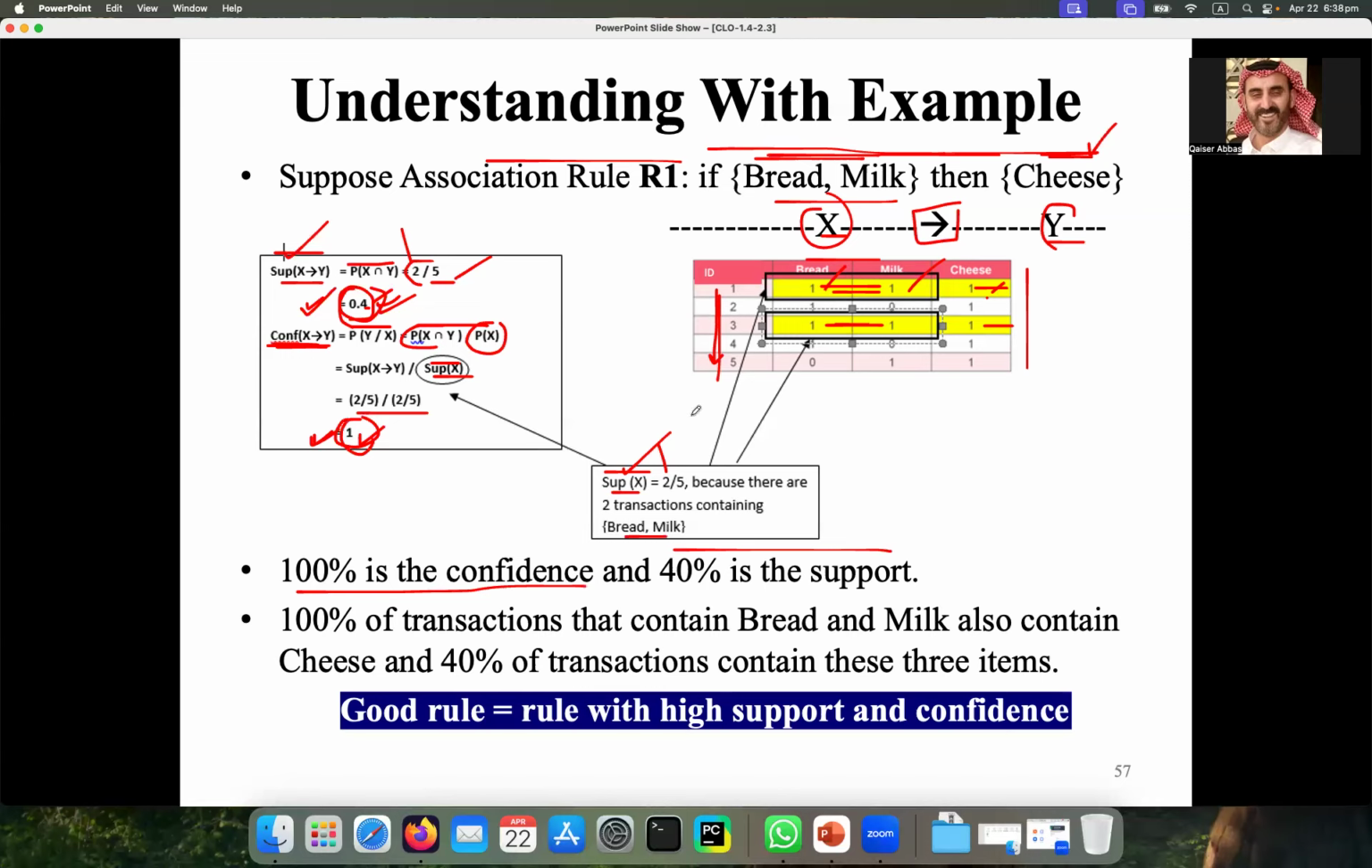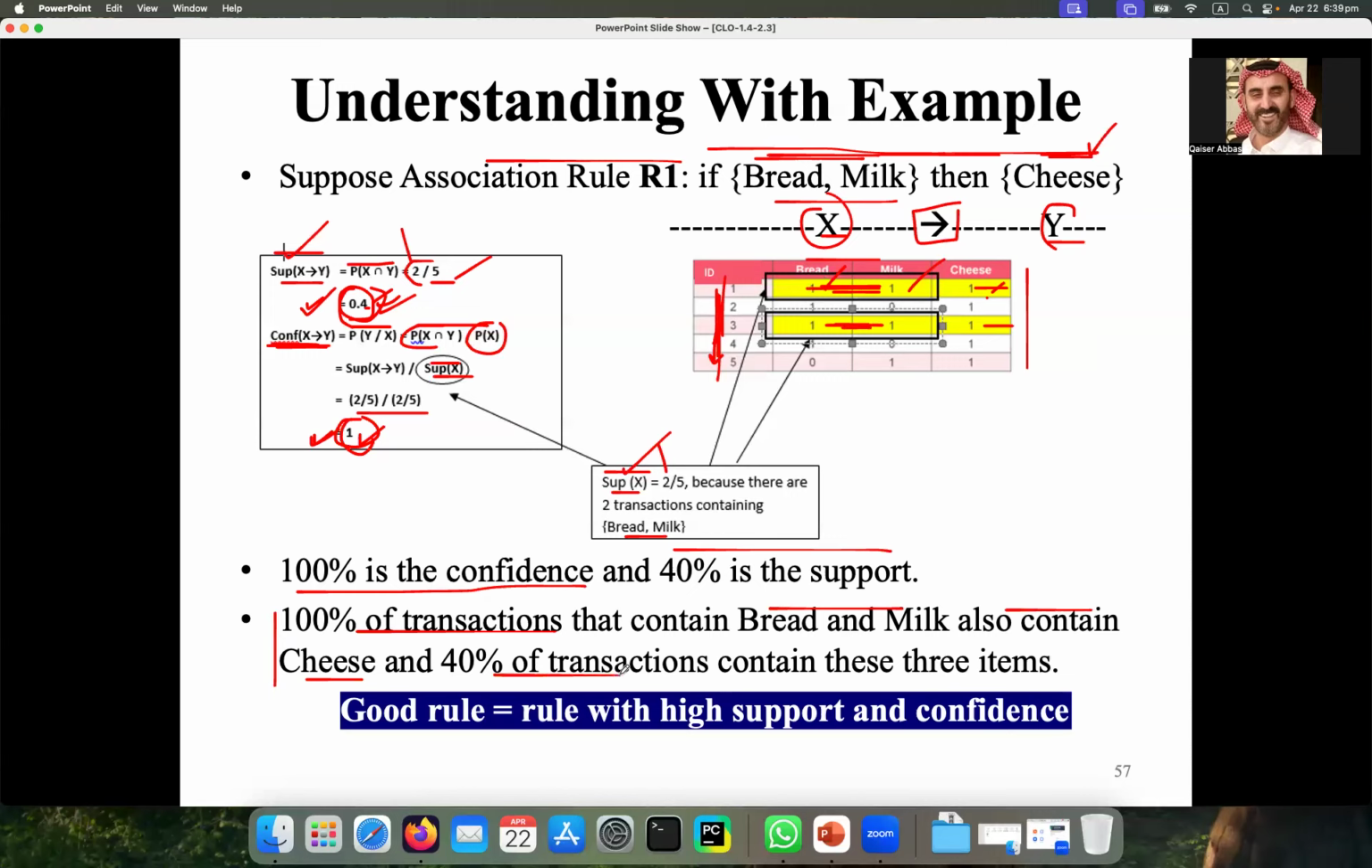Now, how can I say something as a fact? I am saying that 100% of the transactions that contain bread and milk will also contain the cheese. From these transactions, 100% of the transactions containing bread and milk also contain cheese. This is 100%.